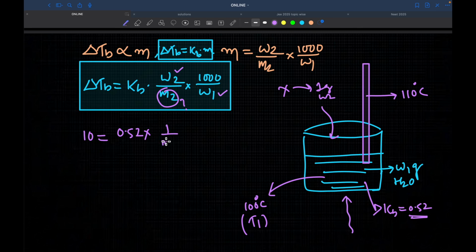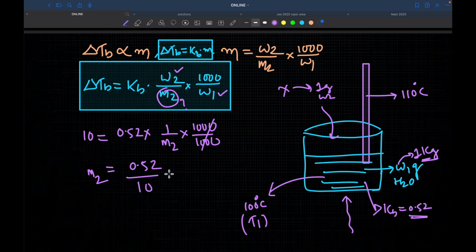It's 1 by M2 into 1000 by W1. We have taken 1 kg, so this is also 1 kg. So this gets cancelled, isn't it? So M2 equals to 0.52 by 10, correct? Which is how much? 5.2 grams. With this, the unknown molar mass of the substance can be calculated.